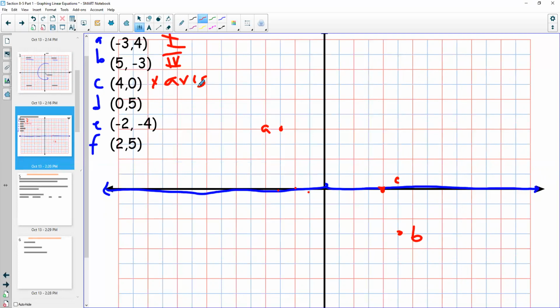D is not to the left or right, but up 5, which makes it also not in a quadrant, but on the y-axis. Negative 2, negative 4 is to the left 2, down 4, that would be E. Ooh, that's not a very good E. E is in quadrant 3. And 2, 5 is over to the right 2 and up 5. That's point F, which is in quadrant 1. Oh, A was in quadrant 2, sorry. So here's our coordinate grid. We have plotted our points. All is well and right in the universe.